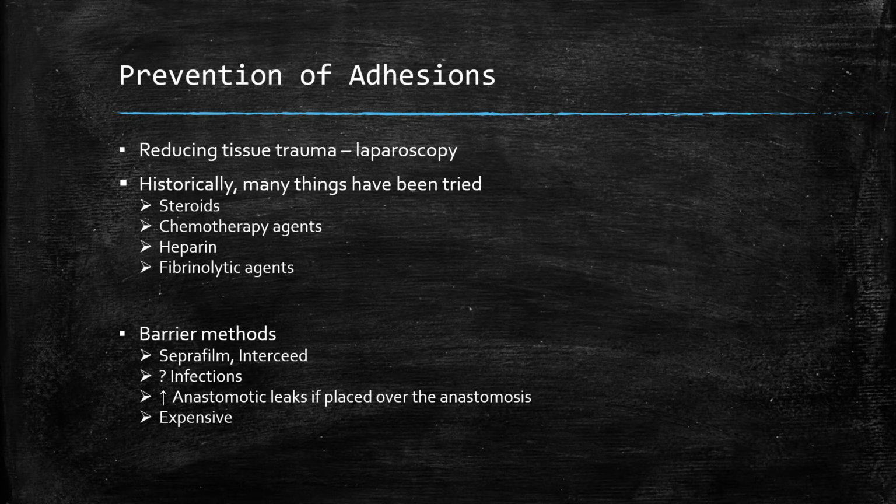These are placed between the abdominal wall and the bowel, and they do seem to prevent adhesions from the loops of bowel to the incision. However, they seem to be associated with increased risk of intra-abdominal infections, and they definitely are associated with a higher rate of anastomotic leaks if the Seprafilm is placed over the anastomosis. In addition, these agents are expensive, and so they haven't reached the level of widespread clinical use.